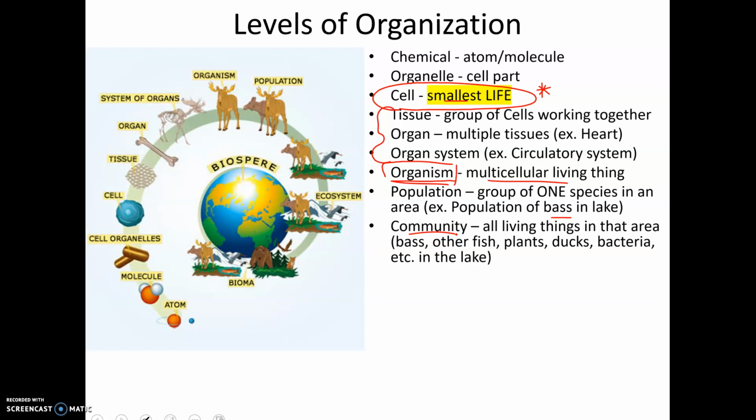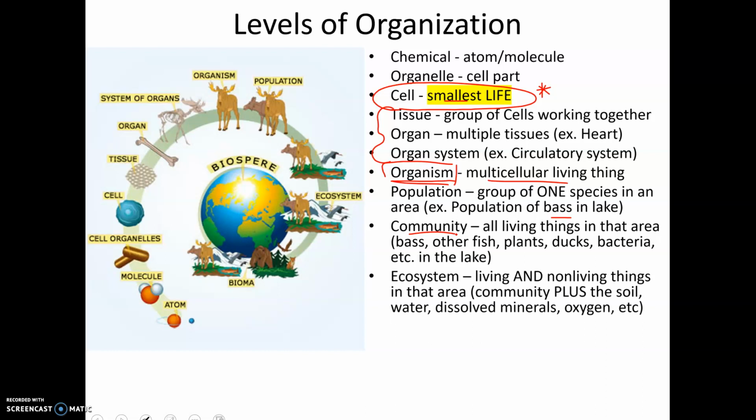So in a lake, that would be all the different species of fish, plus the plants, plus the ducks, plus the bacteria that live in the lake, plus the amoebas that live in the lake. Every living thing in the lake would be part of that lake community. Now, an ecosystem is the community. We're sort of backing up bigger and bigger. It's the community, but then add in the non-living things. Another word for that is abiotic. Biotic means living, and when you put an A in front, now it is non-living.